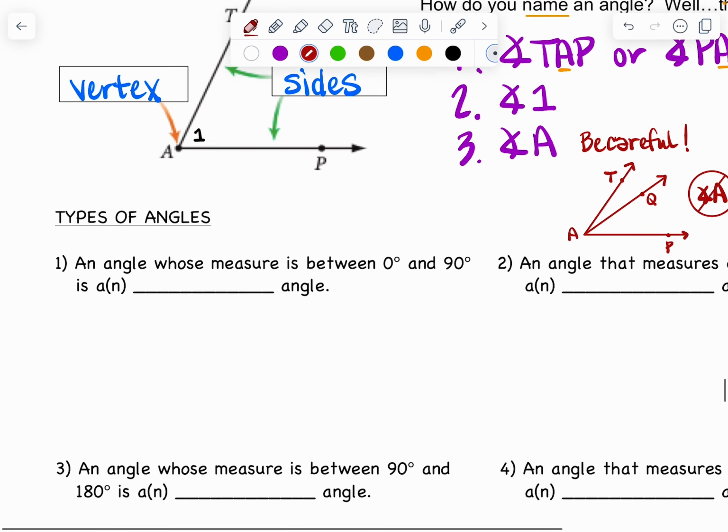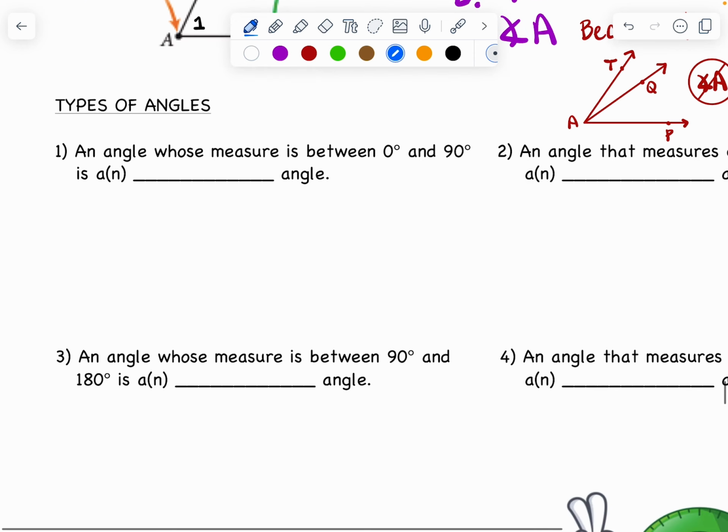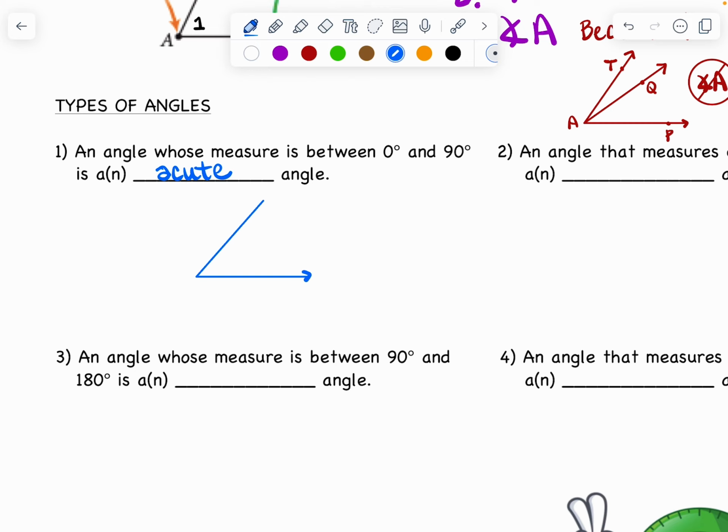All right, let's go talk about types of angles. You learned these in elementary and middle school, so these should all kind of sound familiar. An angle whose measure is between 0 and 90 is an acute angle. So I'm just going to draw an illustration of that. There's my first side, and then anything that's between 0 and 90. I'm referring to this angle here.